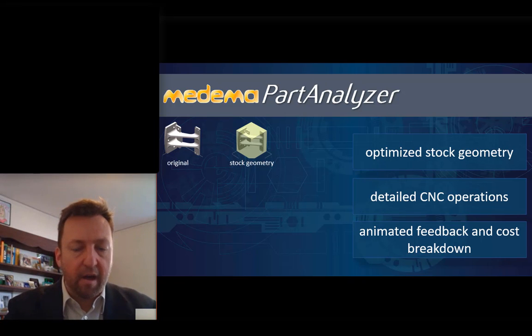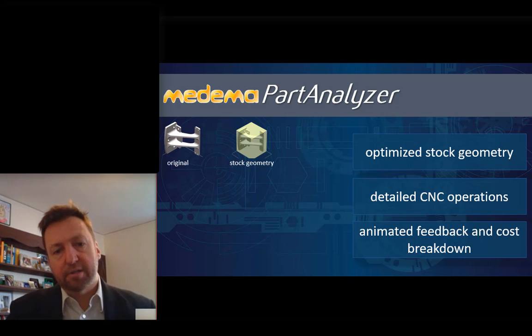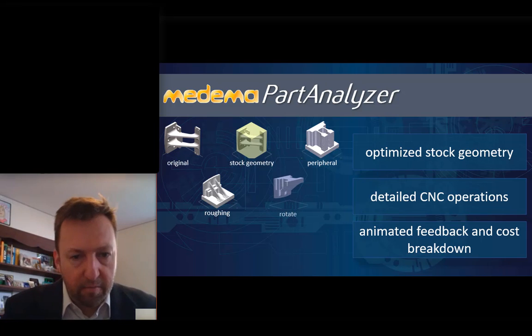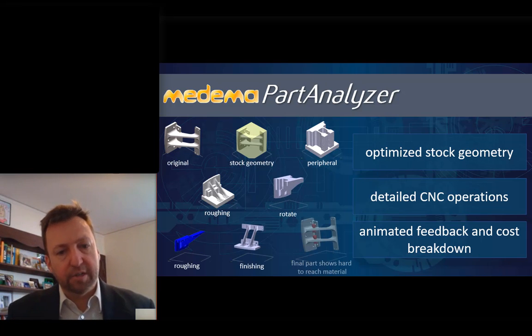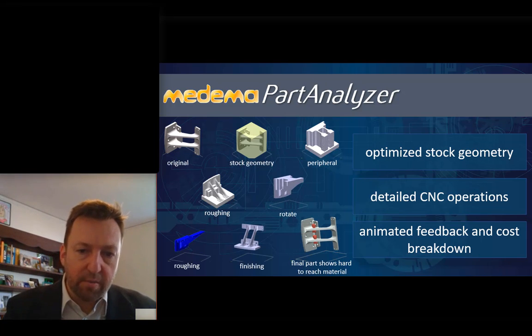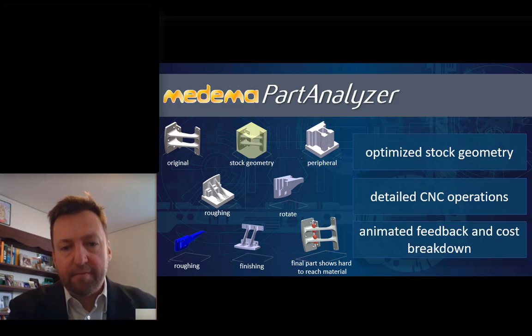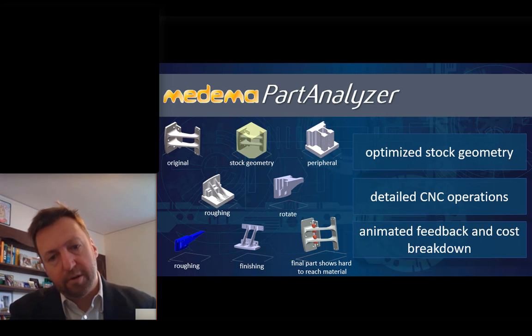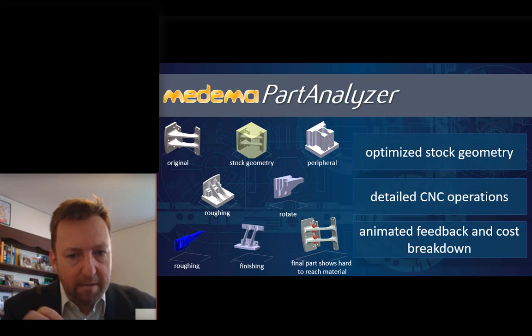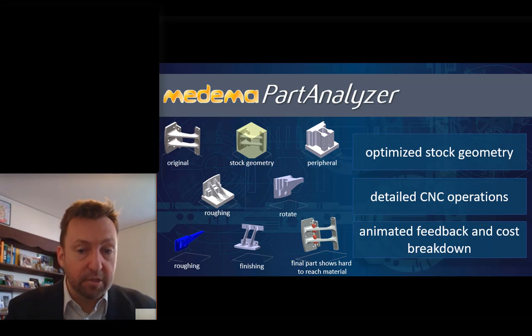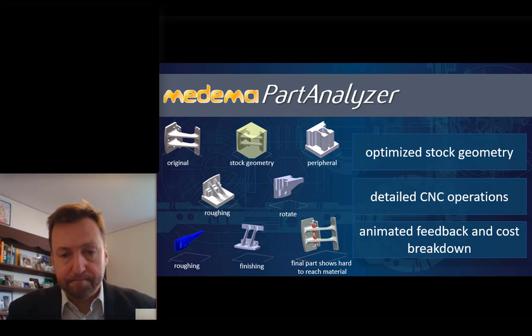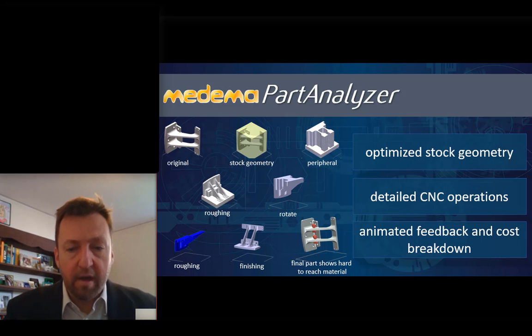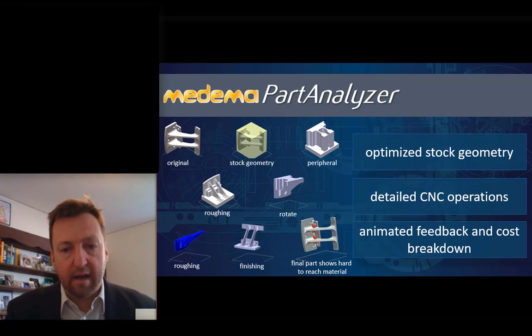Then we reason about all the detailed CNC operations, peripheral milling, roughing, finishing, multiple rotations that would have to happen. And we're left with a part in this bottom corner. You actually see there's some red bits that were very difficult to machine. And so we show those to the users to provide this feedback. As you'll see from the demo, the feedback is both in pie chart form as well as animations showing the creation of the part.